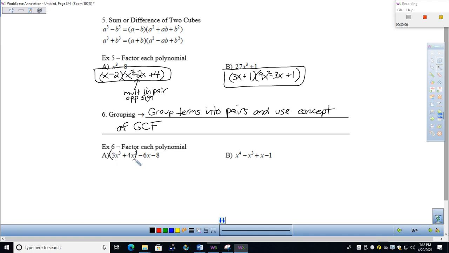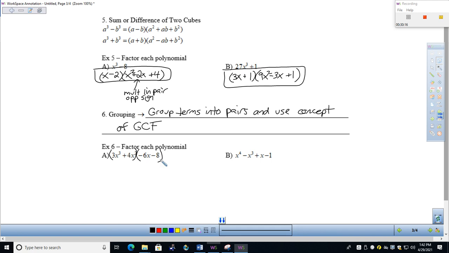grouping symbols are parentheses, so put parentheses around those two. Now, I like doing the parentheses right after the last one, so just kind of back to back there. I like doing it like that. Other teachers maybe do it in a slightly different fashion. To me, this is just a little cleaner, but again, that's just my perspective on it.